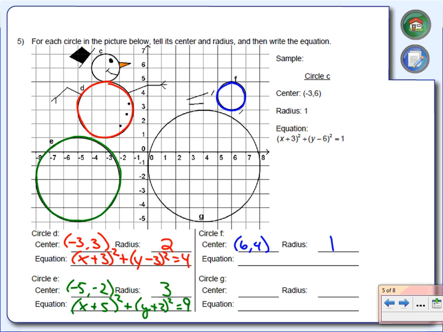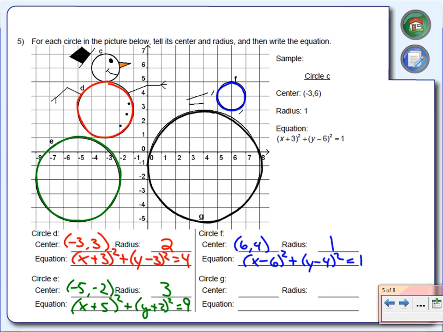So here it is. It's going to be x minus 6 squared plus y minus 4 squared is equal to a, what is 1 squared? 1. So the equation we end up with is x minus 6 squared plus y minus 4 squared is equal to a 1. All right, we got one more circle here. Let's take a look at this last one, G. That's the big one.